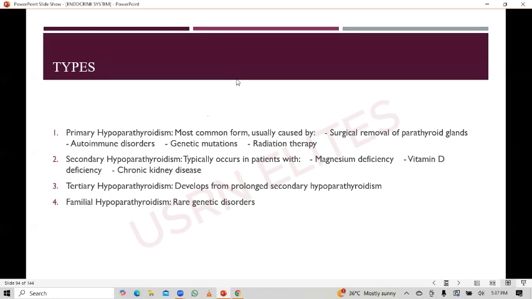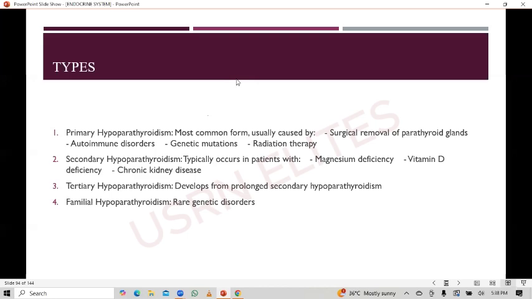Then you have secondary hypoparathyroidism. You have magnesium deficiency, vitamin D deficiency. So here too, because we don't have a lot of vitamin D, what is going to occur? There's going to be low calcium absorption. I said that vitamin D helps with what? Helps with calcium absorption. So anytime there is low vitamin D levels or vitamin D deficiency, calcium will not be absorbed, and this can also contribute to hypoparathyroidism.